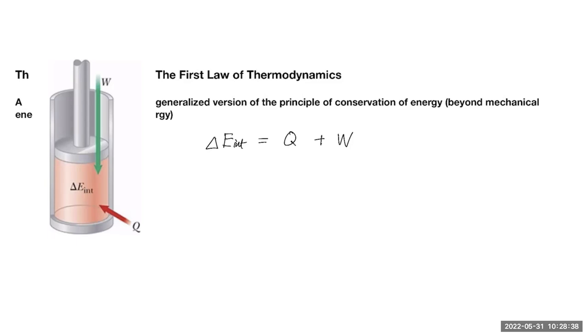By the way, Q and W can both be negative. If heat is lost, then Q is negative. If work is done by the gas, as the gas expands, then W can be negative. Okay, so be careful about that. Now, let me box that. That is the first law of thermodynamics. Okay, very important, one of the most fundamental principles of nature.